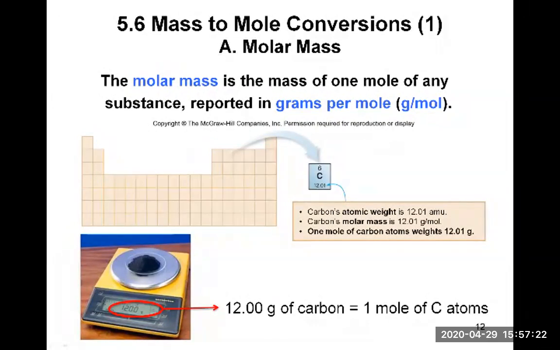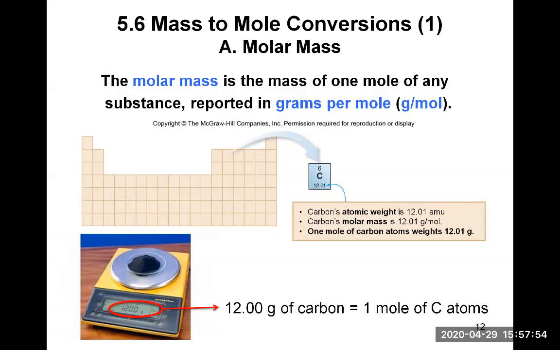So this video goes over section 5.6 on molar mass and mass to mole conversions. So the molar mass, as the name says, is the mass of 1 mole. Molar refers to mole. So it's the mass of 1 mole of any substance, and it's reported in grams per mole. So the unit is always gram per mole, gram/mole.